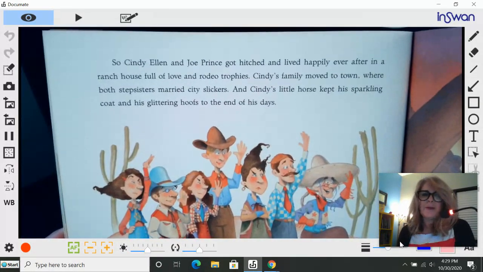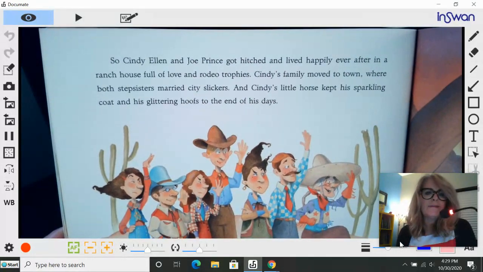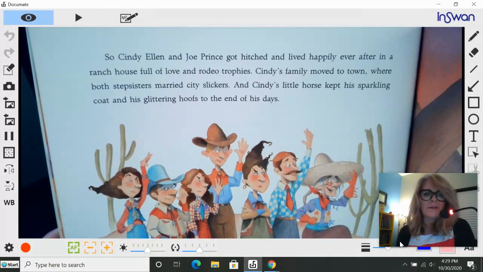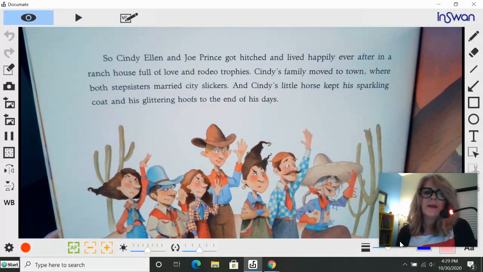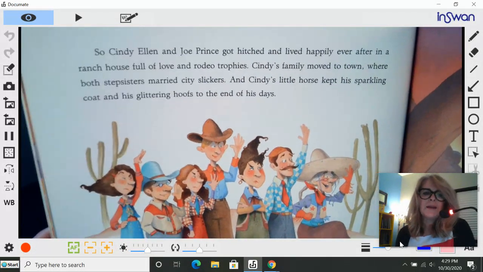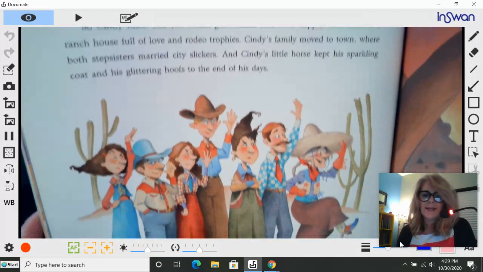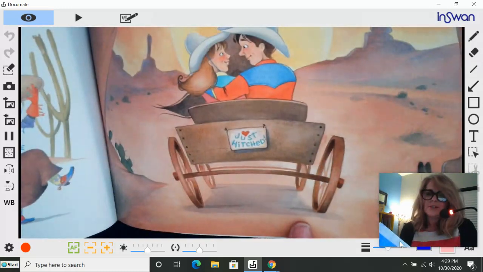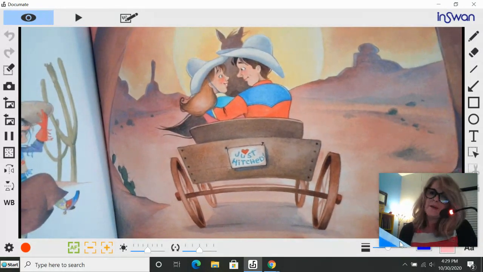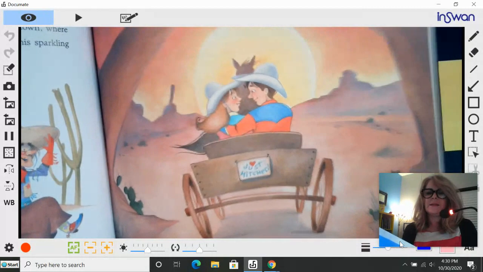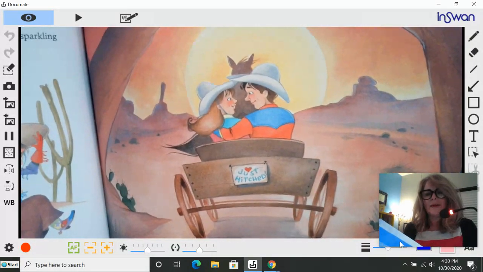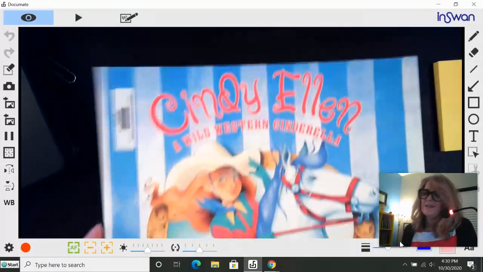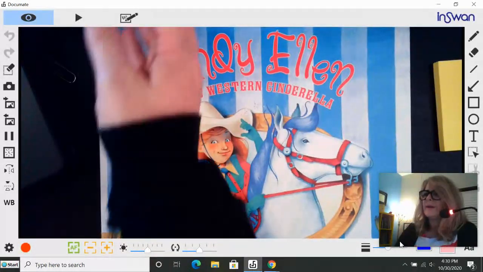So Cindy Ellen and Joe Prince got hitched and lived happily ever after in the ranch house full of love and rodeo trophies. Cindy's family moved to town where both stepsisters married city slickers, and Cindy's little horse kept his sparkling coat and his glittering hoofs to the end of his days. Here they are. This is just hitched, which means just married. And they're riding off into the sunset in their little wagon. So there you go. So that's just a little Western version of the Western Cinderella.